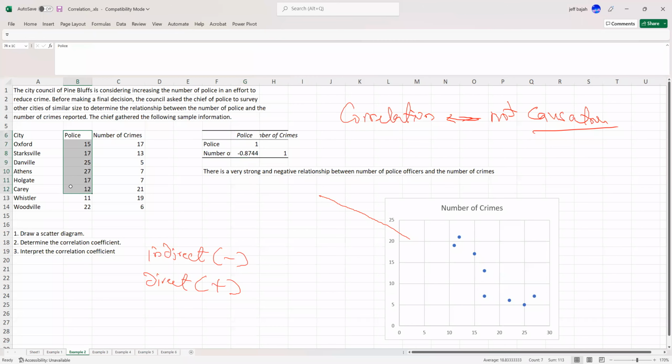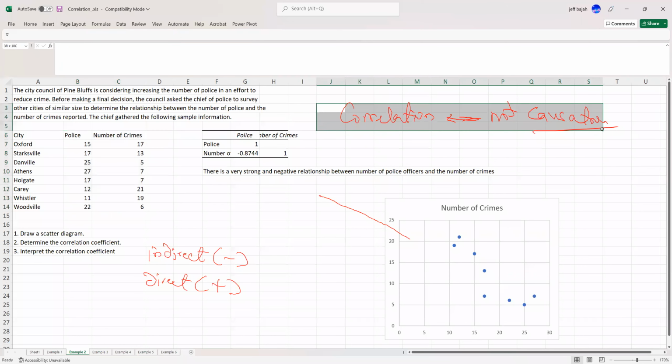which means the more police officers you have, the less the crime. If you have high crimes, it means you have what? Fewer police officers, right? And you can see the scatter plot actually showed us the same thing too. So the chief might now decide that, based on this scenario, I'm going to hire more police officers because I have the data to prove to me that when I have more police officers, I have less crime. But like I said, correlation is not causation.